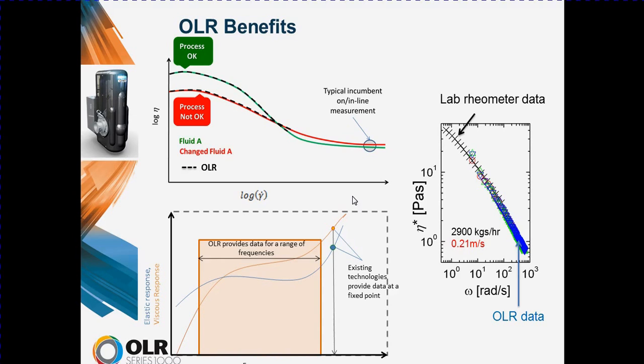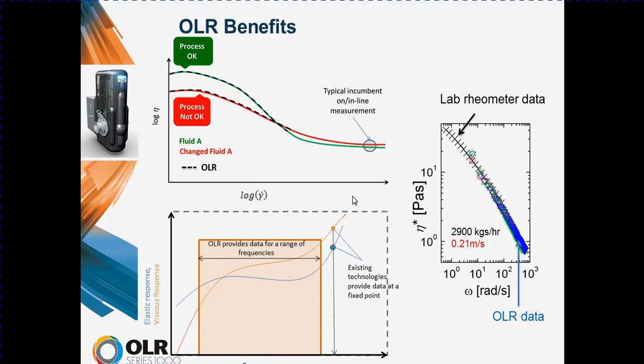As well as viscosity, the OnLine Rheometer also provides elastic response and viscous response, so that's G prime and G double prime. No other online instrument can provide this data directly to the engineer. And this data is provided across a range of frequencies, again from 1 to 100 Hz. And all this data is stored and can be accessed later by the factory engineer or quality control professional.